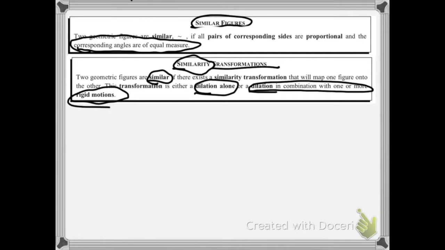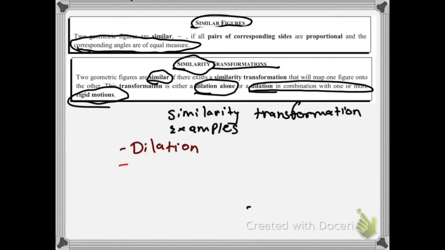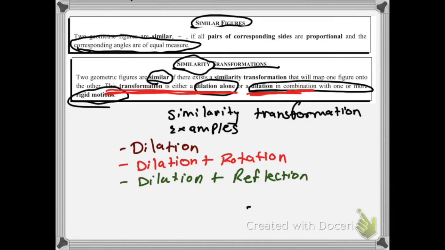So let's give some examples here. Examples of similarity transformations are, we have a dilation because it clearly states here that it can be a dilation alone. But it also says that it could be a dilation in combination with a rigid motion. So we have a dilation plus a rotation. We have a dilation and a reflection. And how about you come up with one more?